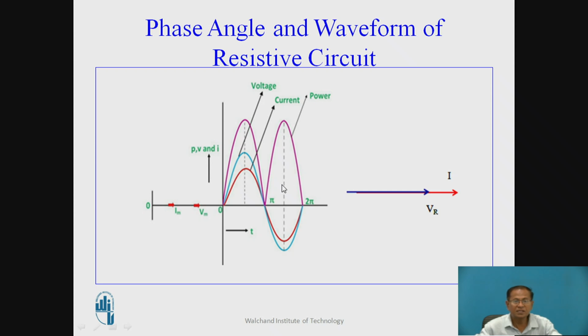Now, these are the waveforms. The blue waveform represents the voltage waveform and the other waveform indicates the current waveform. Here, voltage and current both are in phase, therefore the phase difference is 0 degrees. In the positive half cycle, the voltage and current both are positive, therefore power is positive, and during the negative half cycle, V and I both are negative, therefore power is again positive.